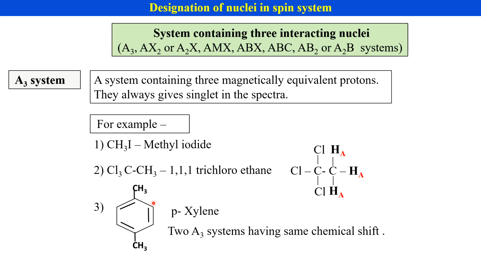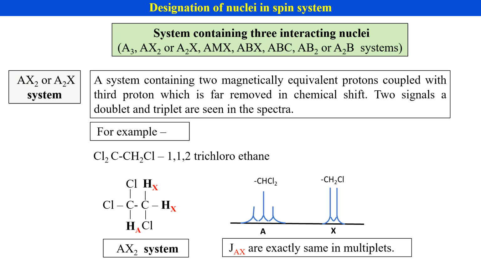In case of paraxylene, there are two A3 systems. These methyl group protons have the same chemical shift value and they exhibit two A3 systems. That is, an A3 system always gives a singlet in the spectrum.